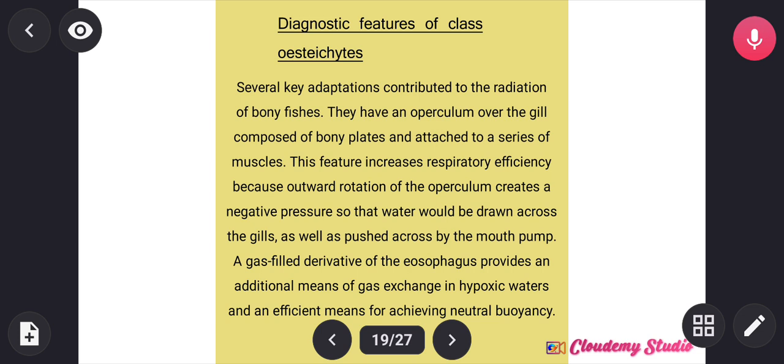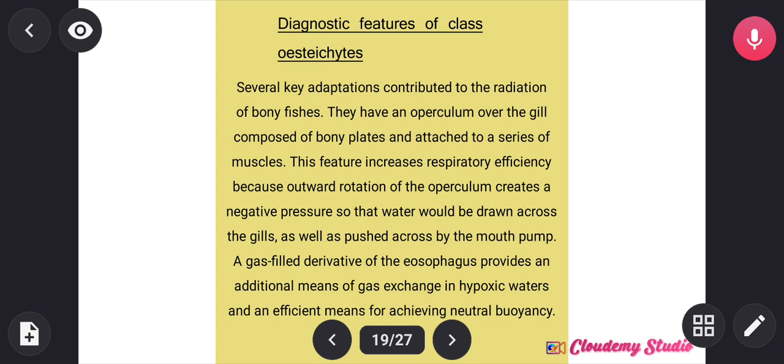And this feature, the operculum, increases the respiratory efficiency because outward rotation of the operculum creates a negative pressure so that the water can be drawn across the gills and pushed across the mouth pump. And this is the function of the operculum, not only to close or protect the gills, but also to increase the respiratory efficiency in bony fishes.